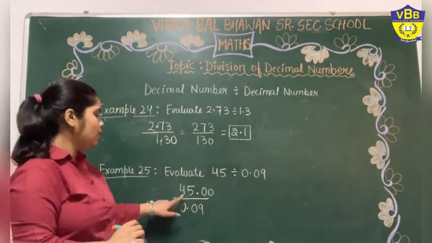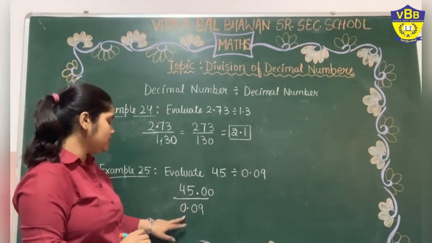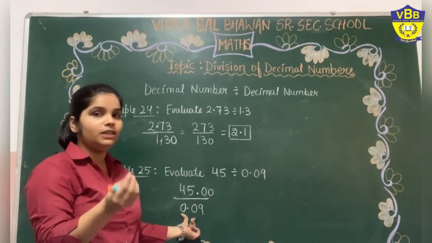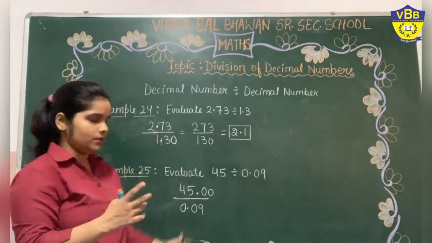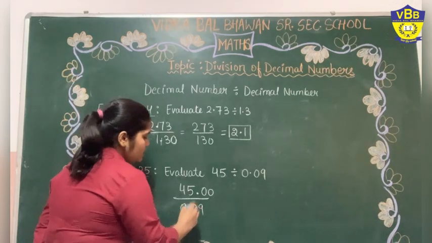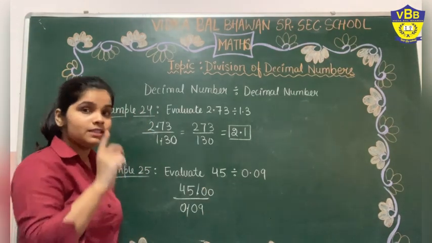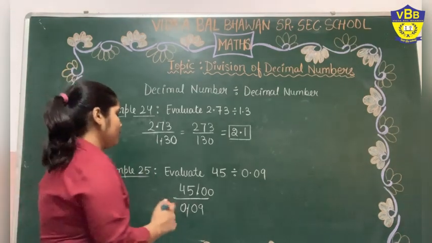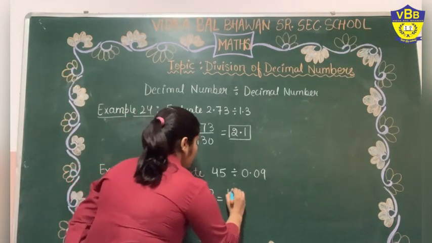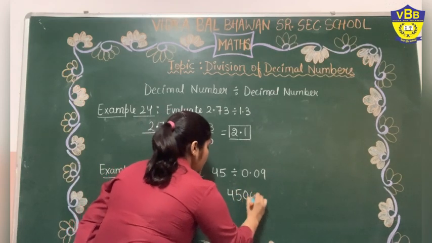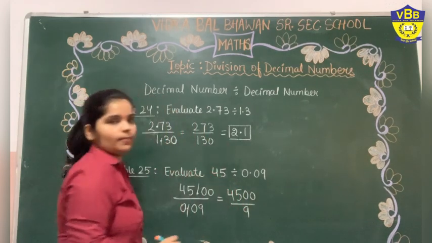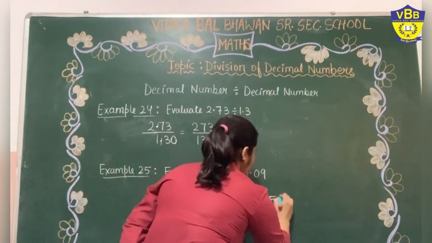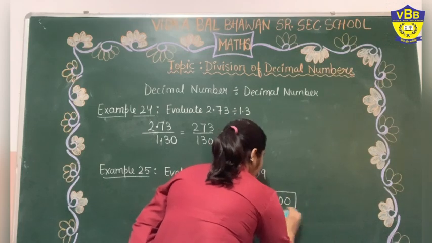Now you can see 45.00 and 0.09. Both the numbers have two decimal places, that means two digits after the decimal. Now these decimals can be cancelled out. Decimals can only be cancelled out when we are dividing two decimal numbers. So the number will become 4500 divided by 9. Now divide these two numbers, you will get the answer 500.